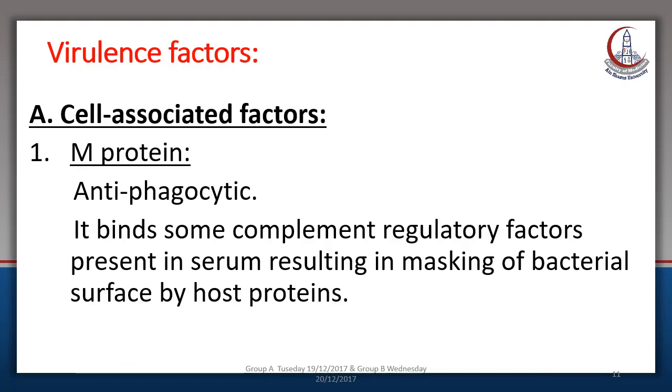Virulence factors of Streptococcus pyogenes include cell-associated factors, enzymes and toxins. From the cell-associated factors, the most important virulence factor is M protein, which has antiphagocytic activity. It acts by binding with some complement regulatory factor present in the serum, resulting in masking of the bacterial surface by the host protein.